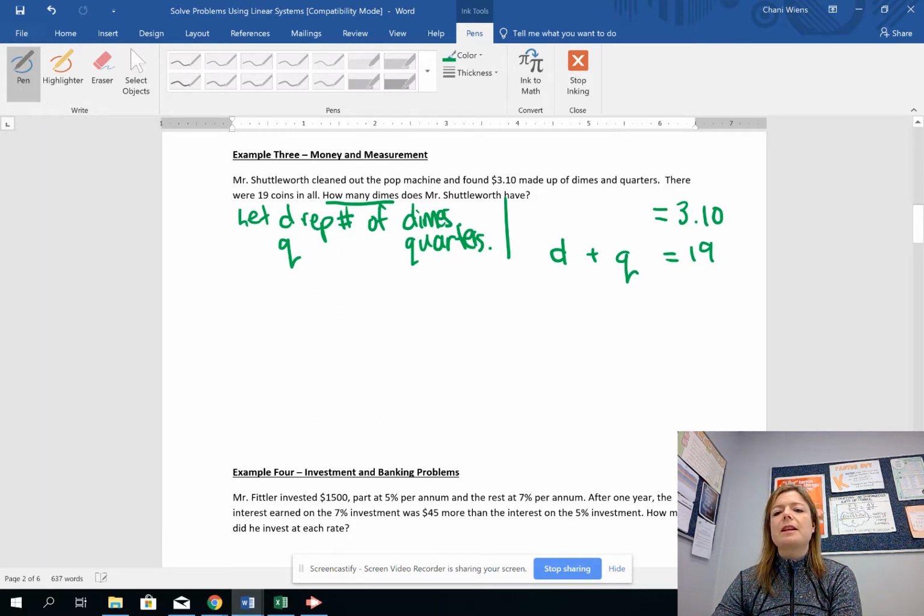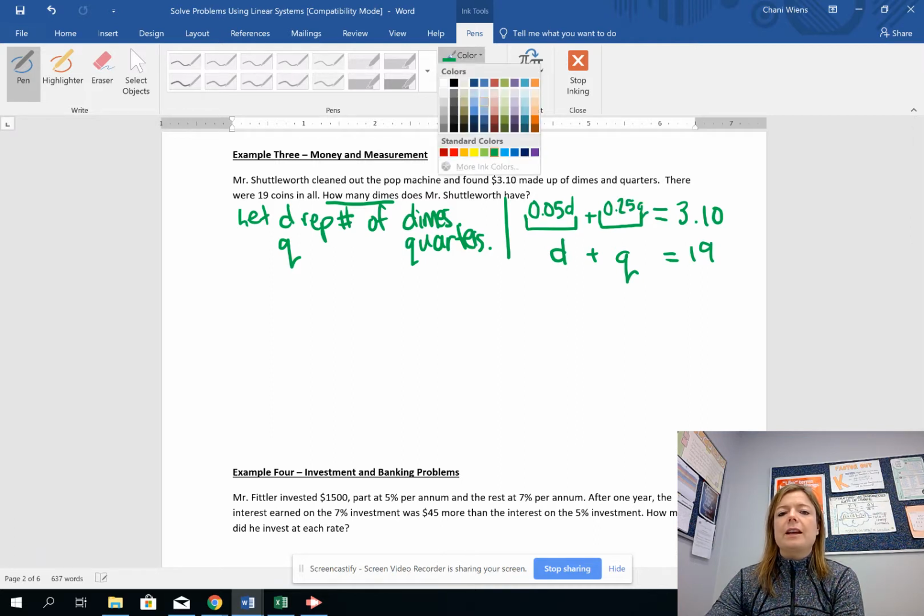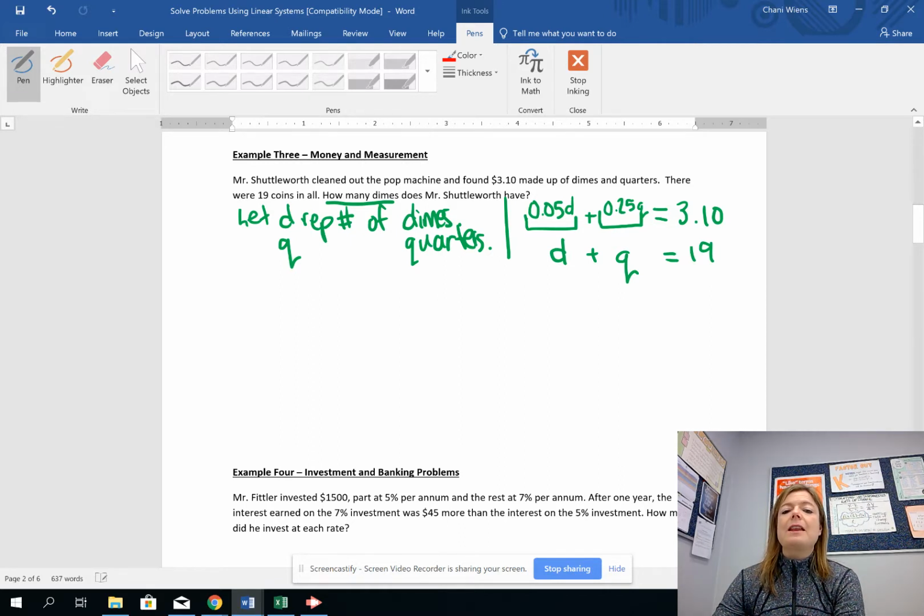However, here this represents money. So this is how much money we have. So we have to think of how much money we have in dimes and how much money we have in quarters. Each dime is worth 5 cents, so we have 5 cents times the number of dimes and 25 cents times the number of quarters. You can write it in here if you want, I don't really have room. So this is how much money in dimes and how much money in quarters equals total money. And then number of dimes and number of quarters equals number of coins. So make sure that what you're adding together matches what you should be equal to.